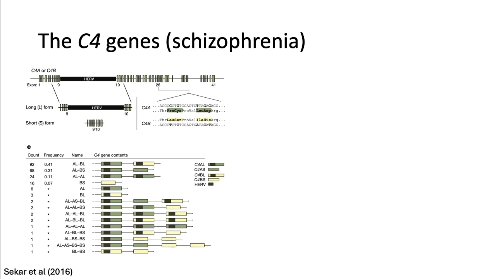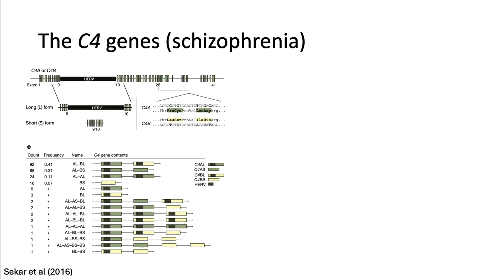And the 2 genes, C4A and C4B, differ on exon 26. There are 4 key amino acid changes on the functional domain that separates the two genes. And in the human reference genome, this AL means C4A long form, which means there's this HERV insertion. The short form doesn't have the HERV insertion. And the reference genome has this.